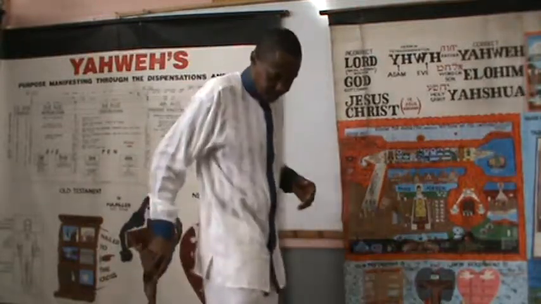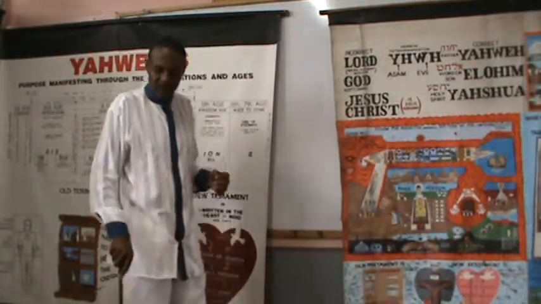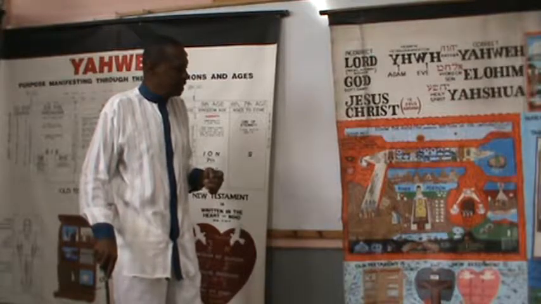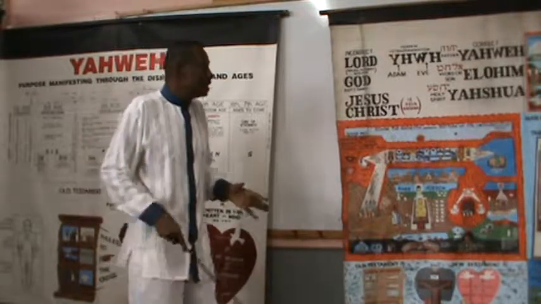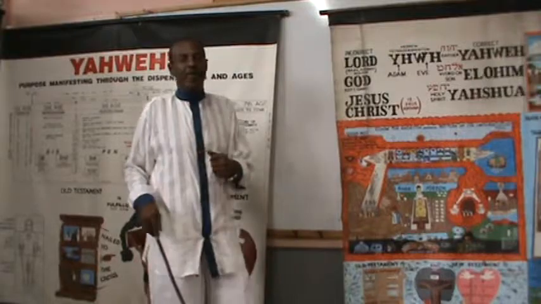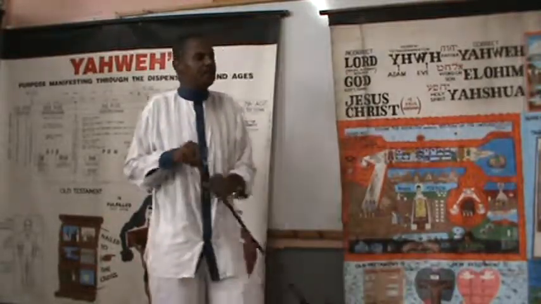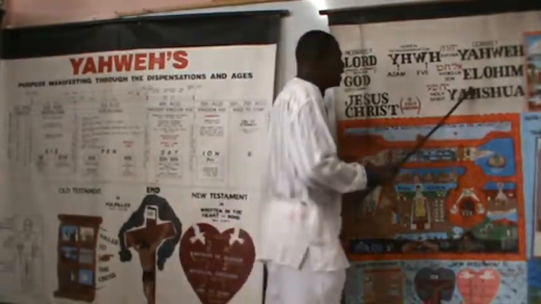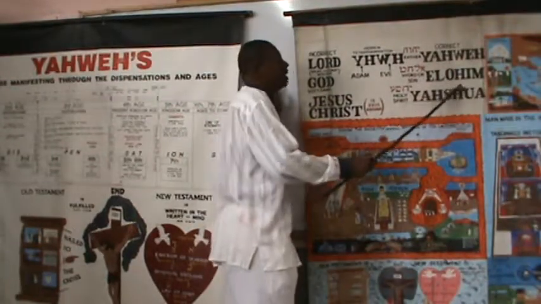Read. And said unto them, thus it is written, and thus it behoved the Messiah to suffer, and to rise from the dead the third day, and that repentance and remission of sins, repentance meaning to turn away, and forgiveness of sins, should be preached in his name. It must be preached in his name among all nations, beginning at Jerusalem.